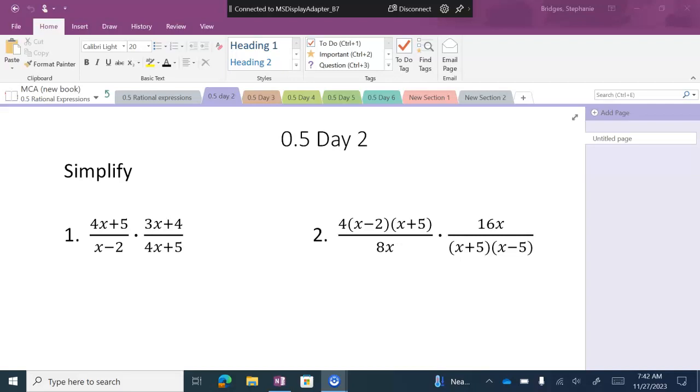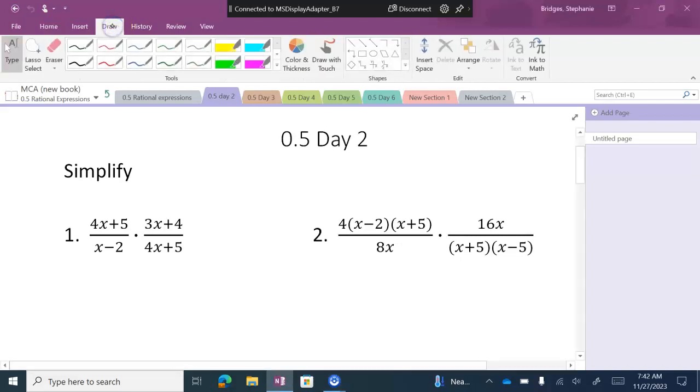So then what I'm looking for is, what do I have that's exactly the same at the top and the bottom? It can either be in the same fraction or opposite fractions. What is it that you guys see that's the same? The 4x plus 5. So we can cancel out the entire 4x plus 5 at the top of the first fraction with the entire 4x plus 5 at the bottom of the second fraction. Okay, it can be in the same fraction or different fractions as long as one is at the top and one is at the bottom. And we're canceling the entire binomial.